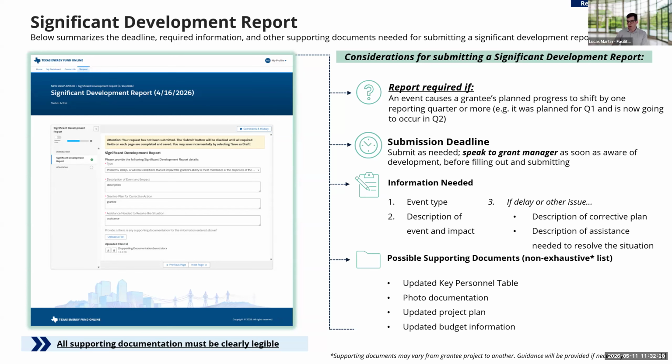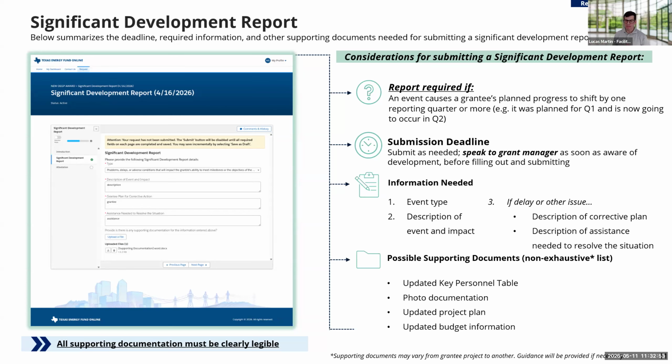So you can see a couple of things here where we've noted the type of information that will need to be provided: what type of event it is, the description of the event and the impact of it. If it's a delay, a description of a potential correction plan or any assistance that might be needed from either the Texas Energy Fund or the Public Utility Commission as well. So you can see a non-exhaustive list that's really dependent on the significant development.